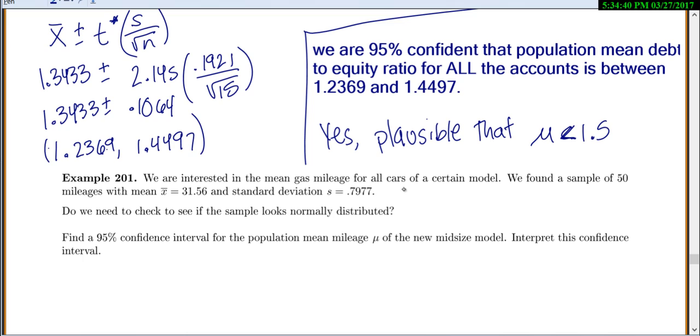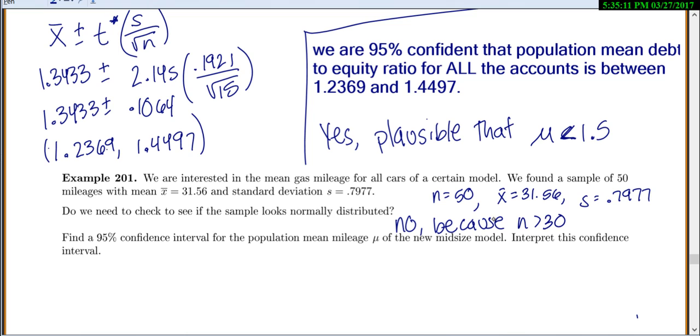So in our next problem, we're interested in the mean gas mileage for all the cars in a certain model. We found a sample of 50 mileages. So my sample size is 50. We had a mean of x bar equals 31.56 and s equals 0.7977. So first, do we need to check to see if the sample looks normally distributed? And the answer would be no, because n is greater than 30.